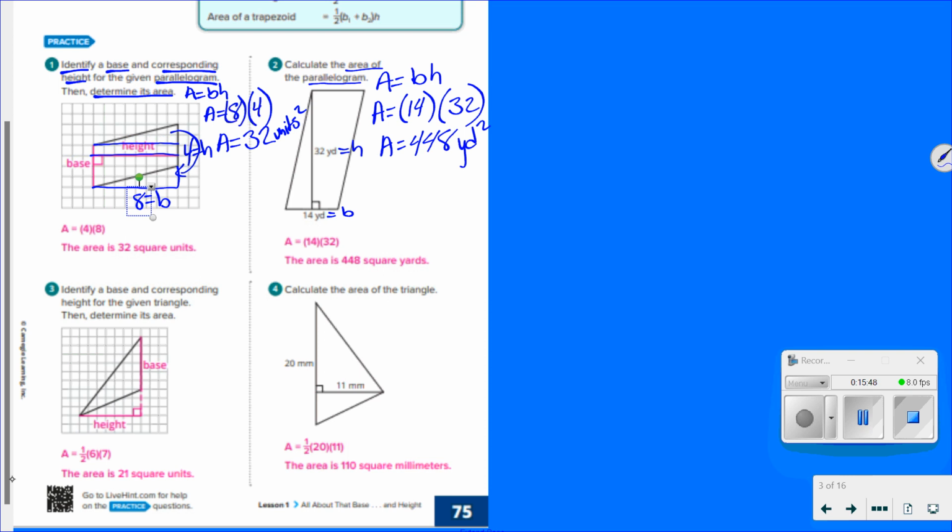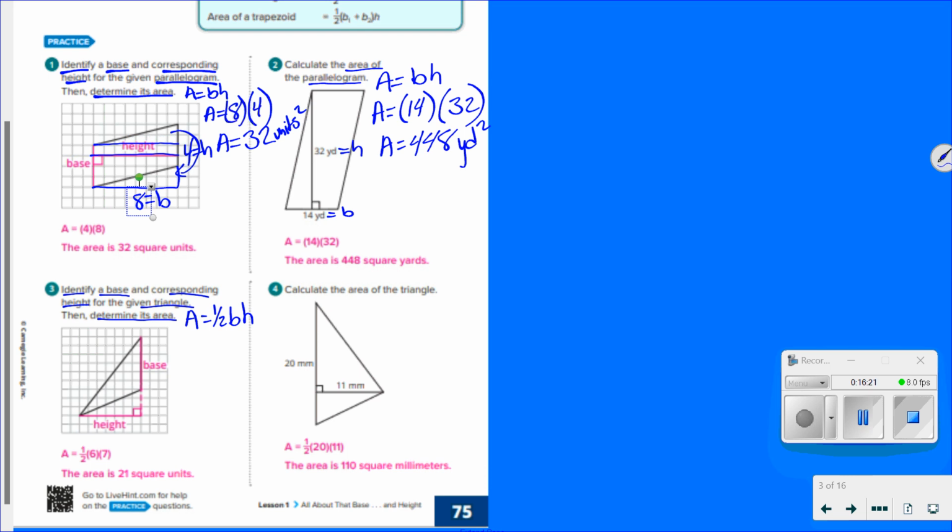Number 3, identify a base and corresponding height for the given triangle. Then determine the area. So we're doing triangle. What's our area formula for a triangle? One half base times height. First thing we're going to write down. The base was a little bit easier to find. The height might have stumped some of you, so we'll go over it.